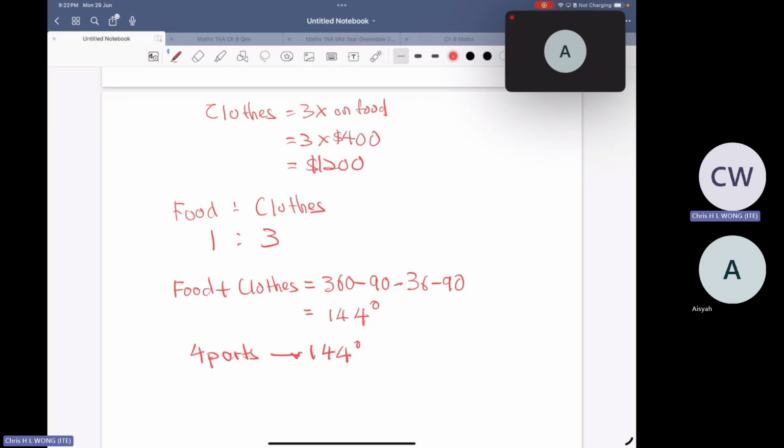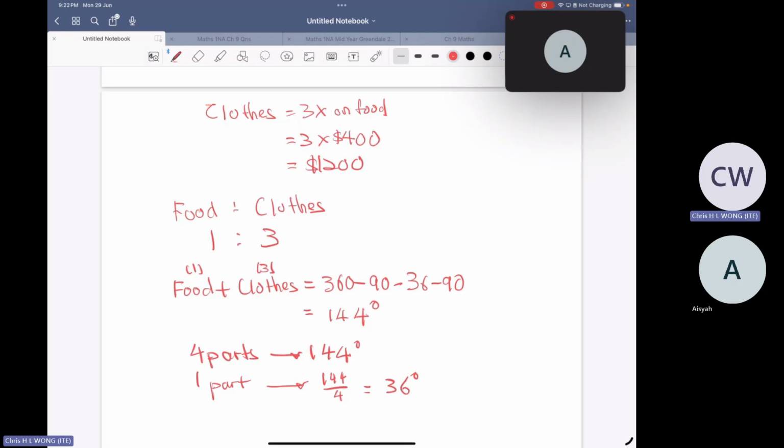So for the food, it will be 1 part. Why is food 1 part? Because we already established 1:3, right? So food is 1 part. This is 1 part. This is 3 parts. So what we want is 1 part. 1 part is 144 divided by 4. 3 times 4, 12. 6 times 4, 24, so 36 degrees. Agree? So this is right now food 36 degrees. Done. But that's not the answer.